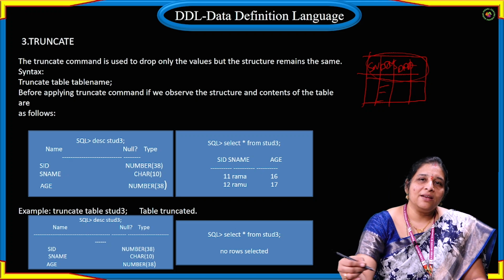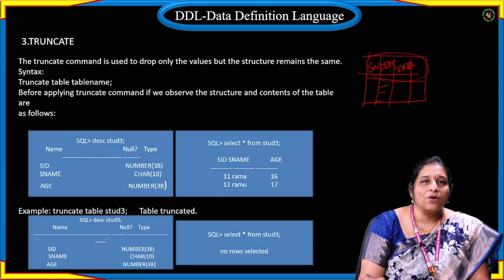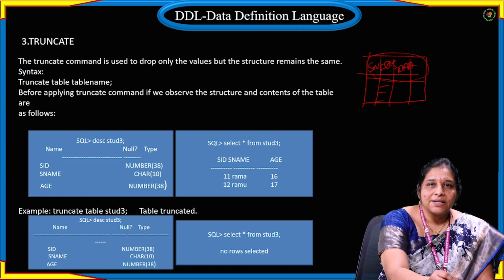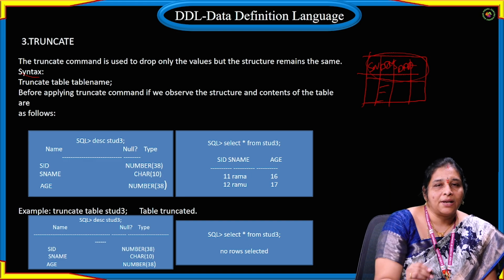So you need not redo all that work again. You just need to remove the contents. Simply, what you are trying to do is apply the truncate command. The truncate command syntax is: truncate table followed by the table name.